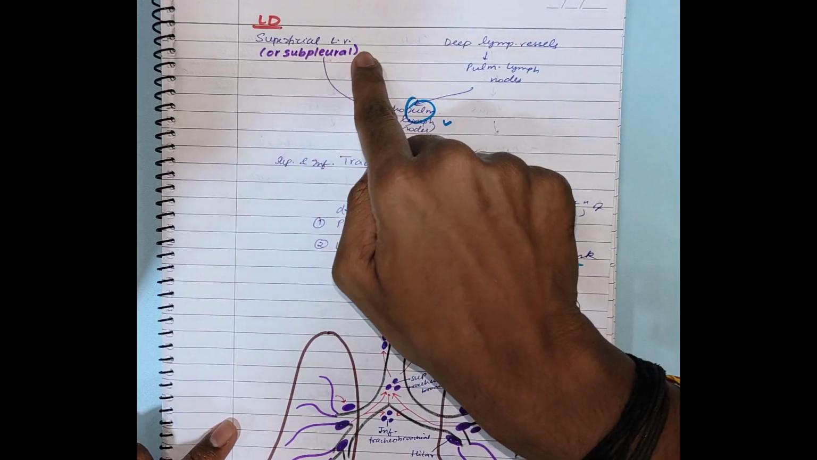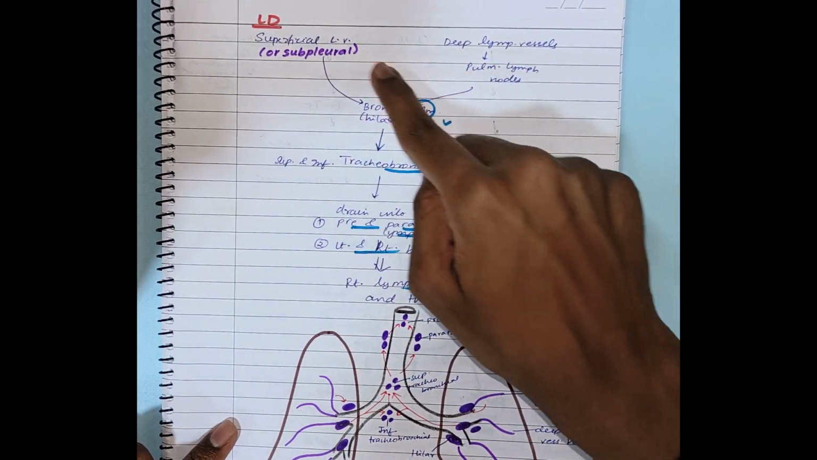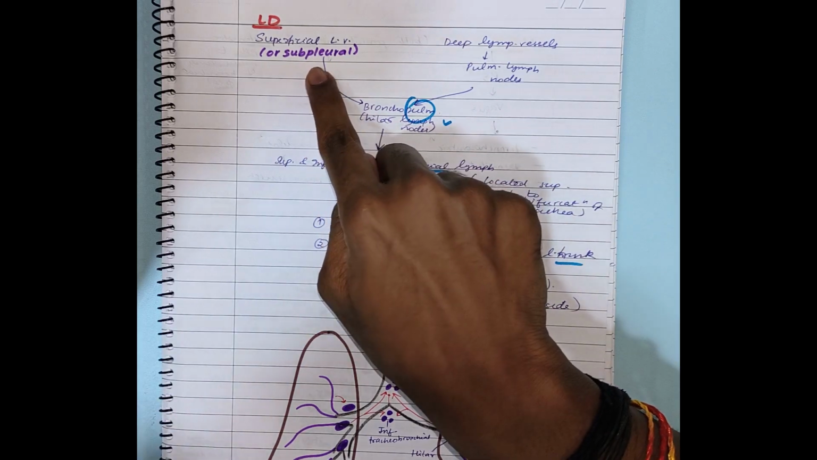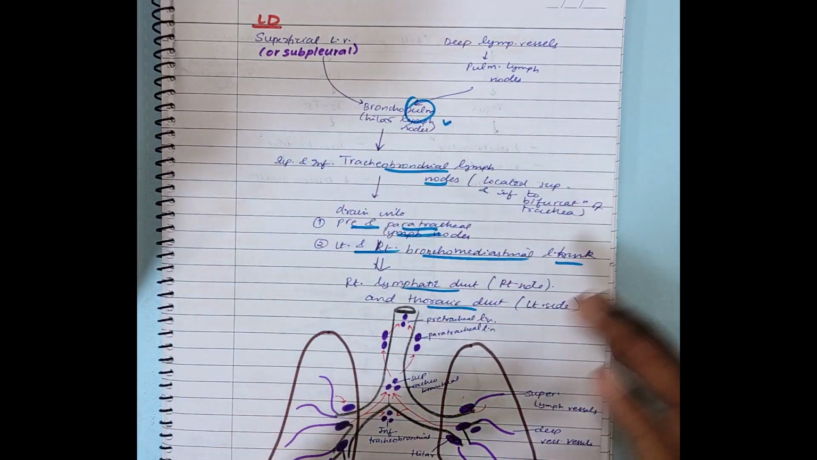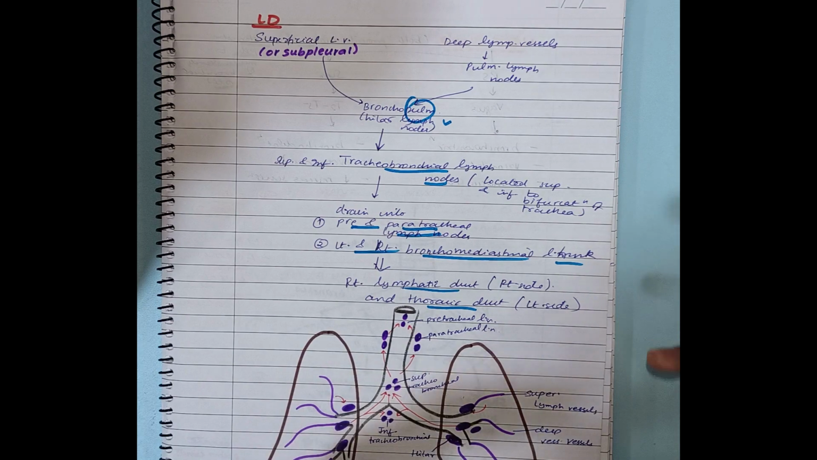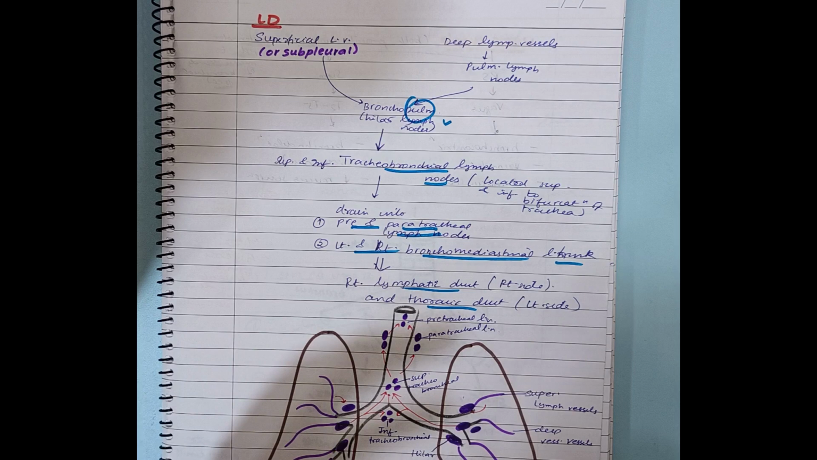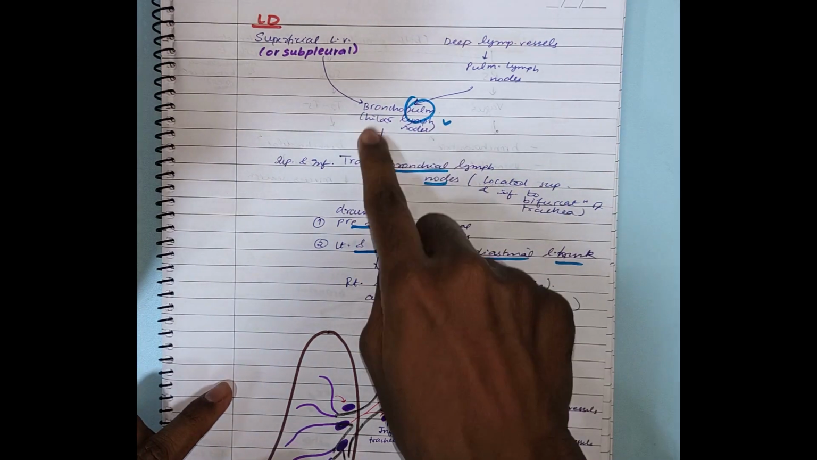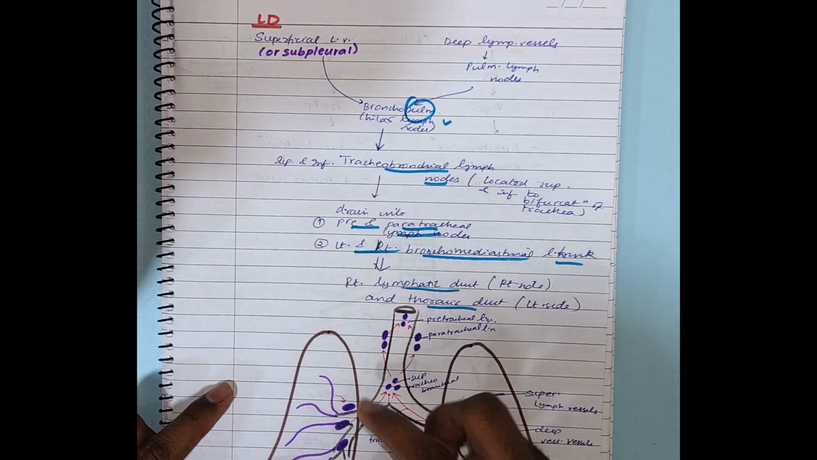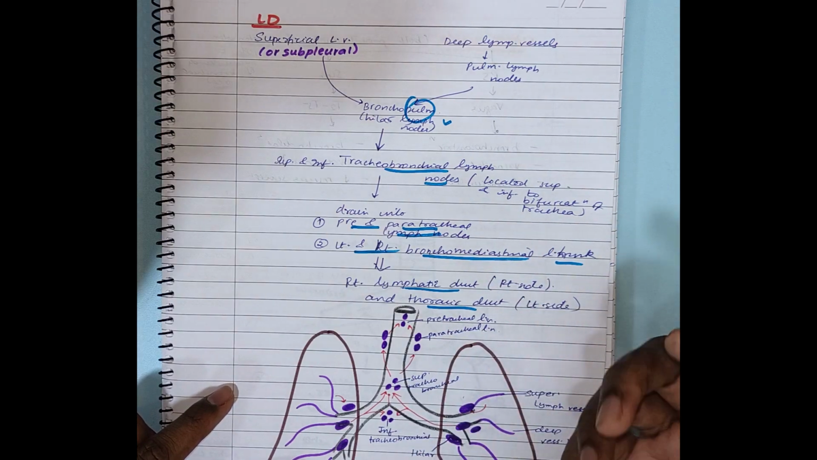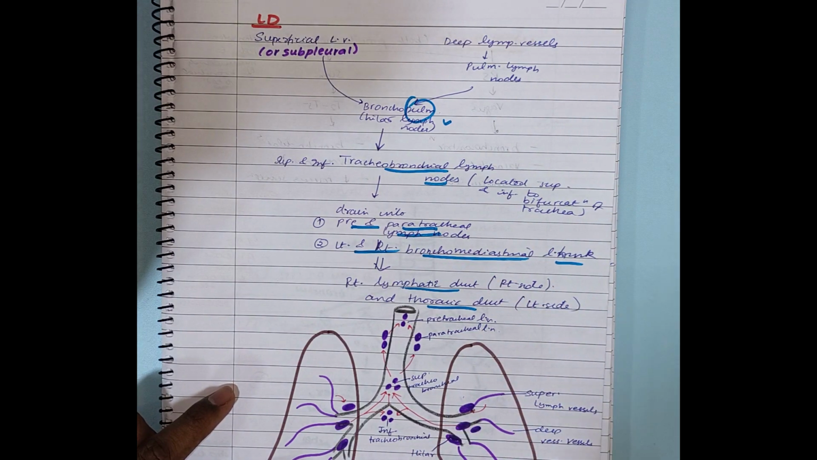You have the superficial group of lymph nodes and then you have the deep group of lymph nodes. Superficial lymph nodes, or the subpleural lymph nodes, form a plexus under the visceral pleura, and therefore they are known as superficial lymphatic plexus. They drain the peripheral tissue of the lungs. So in the end, all the superficial lymph nodes, after forming a superficial plexus and draining lymph from the peripheral tissues of the lung, finally drain into the bronchopulmonary or the hilar lymph nodes. These are the lymph nodes located near the hilum of the lung, as we have already seen while we were discussing the hilum.